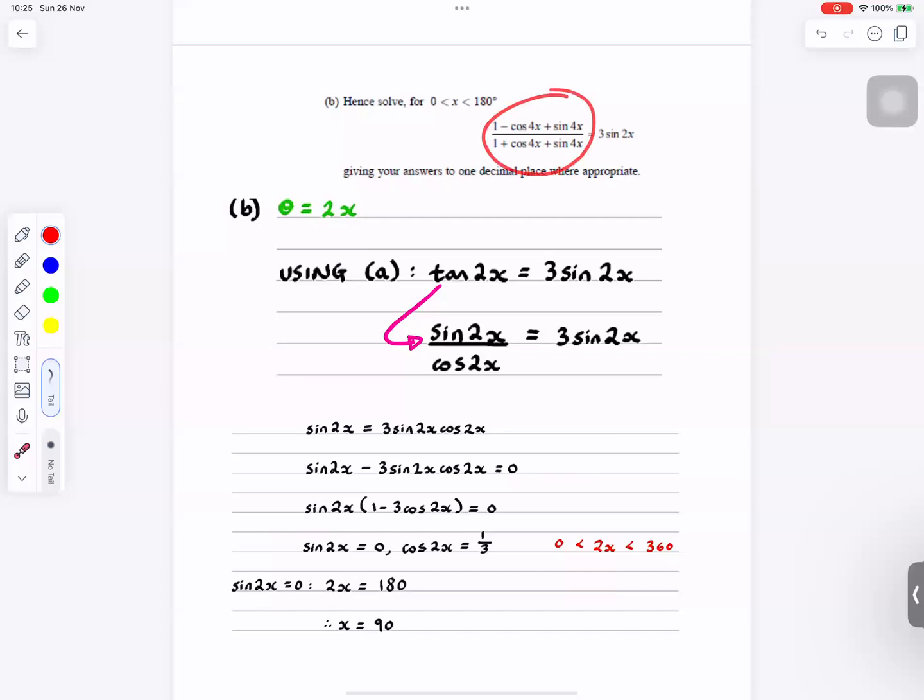And solve that equation. So if we replace theta with 2x, we end up with tan 2x equals 3 sine 2x. So sine 2x over cos 2x is 3 sine 2x. And you cross multiply: sine 2x equals 3 sine 2x cos 2x. Bring this to the left, it becomes minus. Factorize sine 2x out. So either sine 2x is 0 or cos 2x equals 1 over 3. So sine 2x is 0, so 2x is 180, so x gives you 90 degrees.